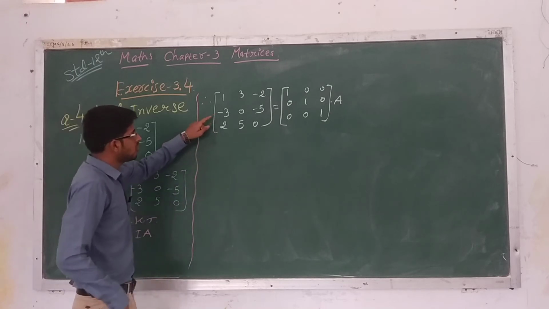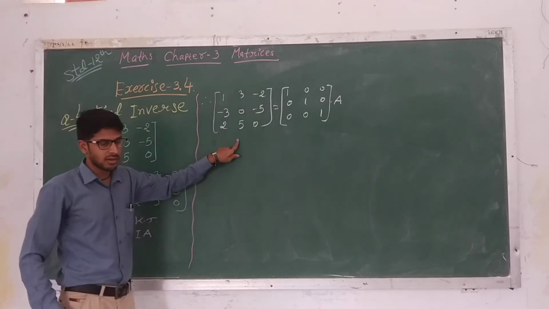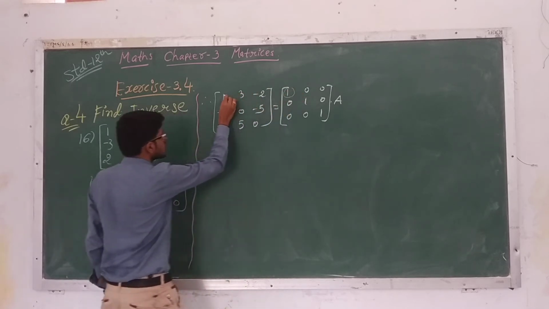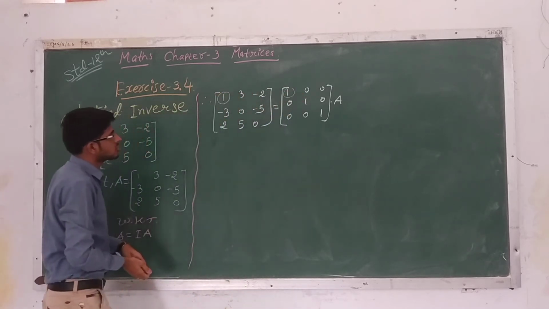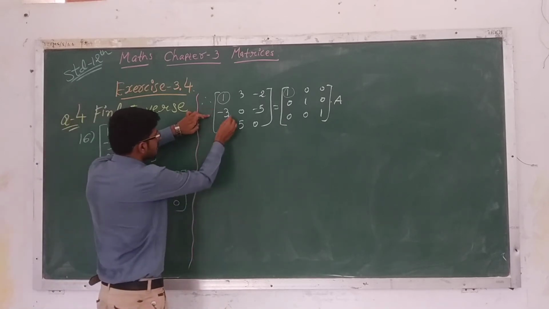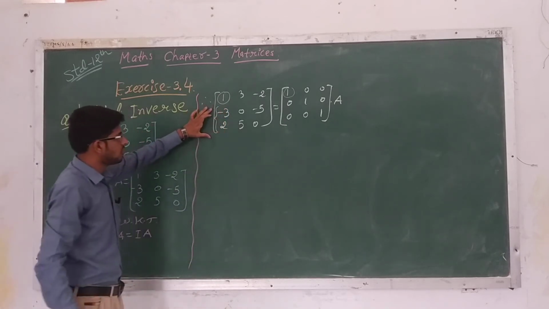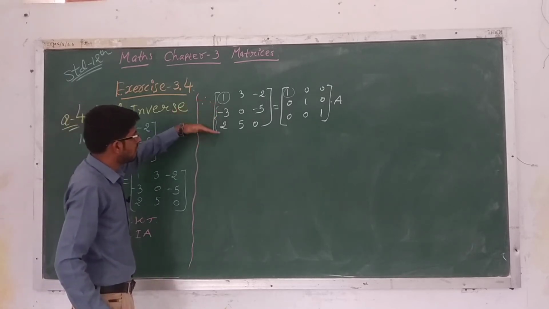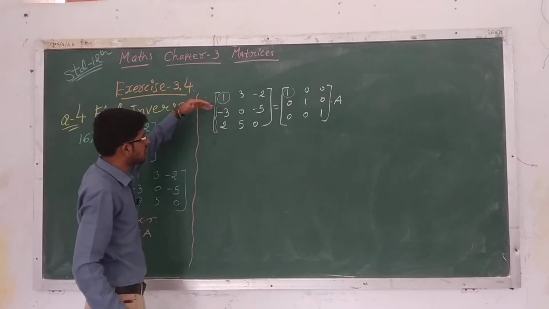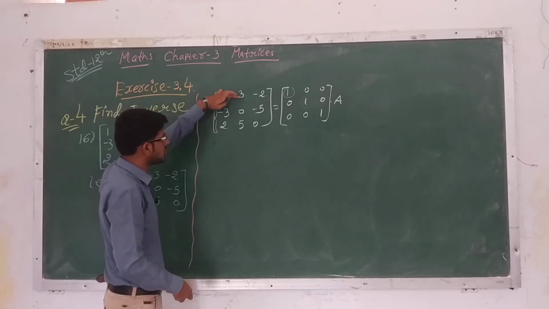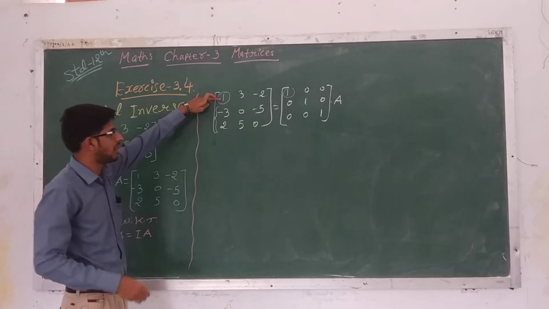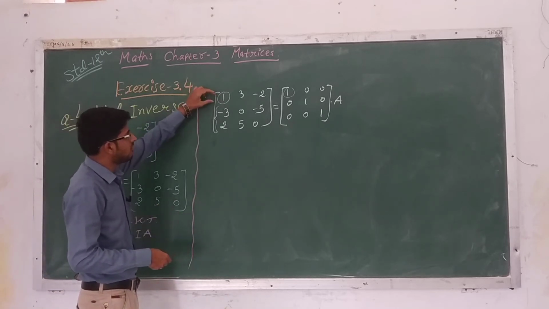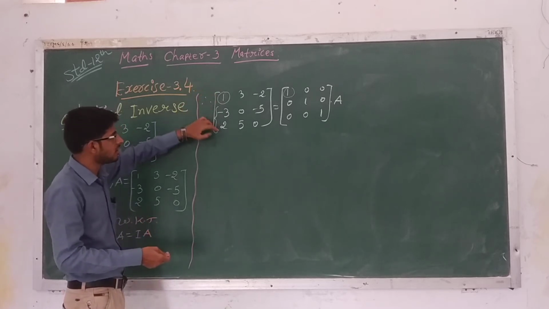What is our goal? We have to make the left hand side an identity matrix. So we have to make the first element 1. Here 1 is already made. Next goal, we have to make these two elements 0. So we apply row transformations: multiply the first row by 3 and add to the second row, and similarly multiply the first row by minus 2 and add to the third row.